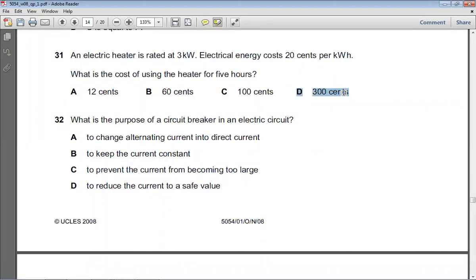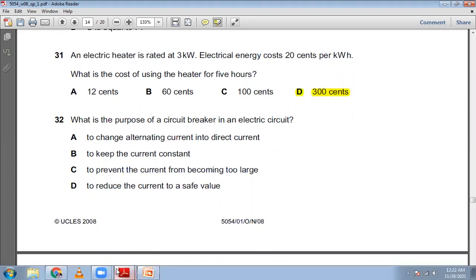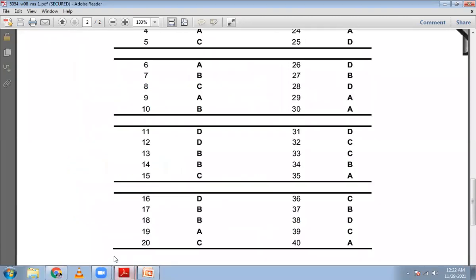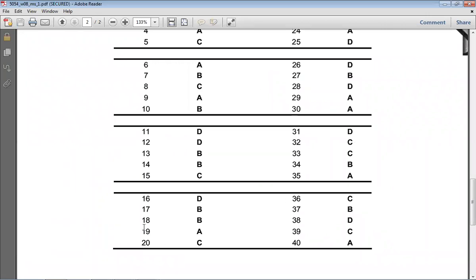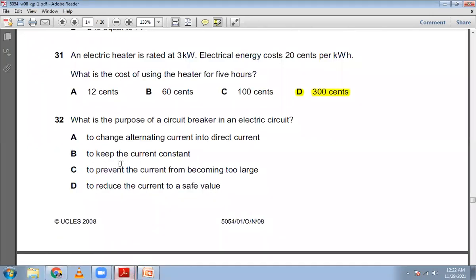300 cents. Do we have that answer? Yeah. D is the right option. Question number 31, D is the right option, sir.